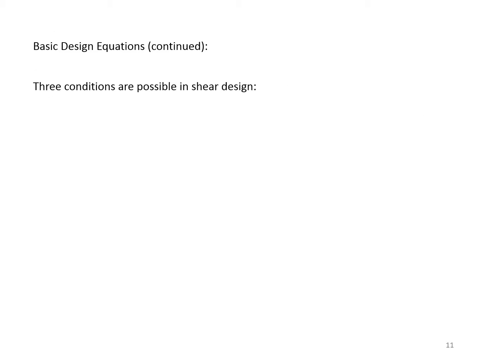Three conditions are possible in shear design. Number 1, if required nominal shear strength V sub n, which is V sub u divided by phi, is less than V sub c over 2, no stirrups are needed.